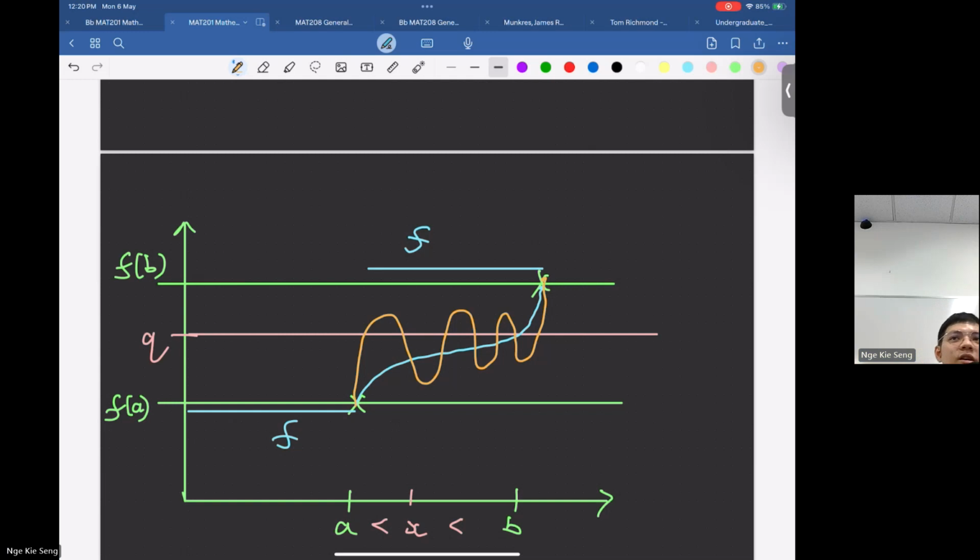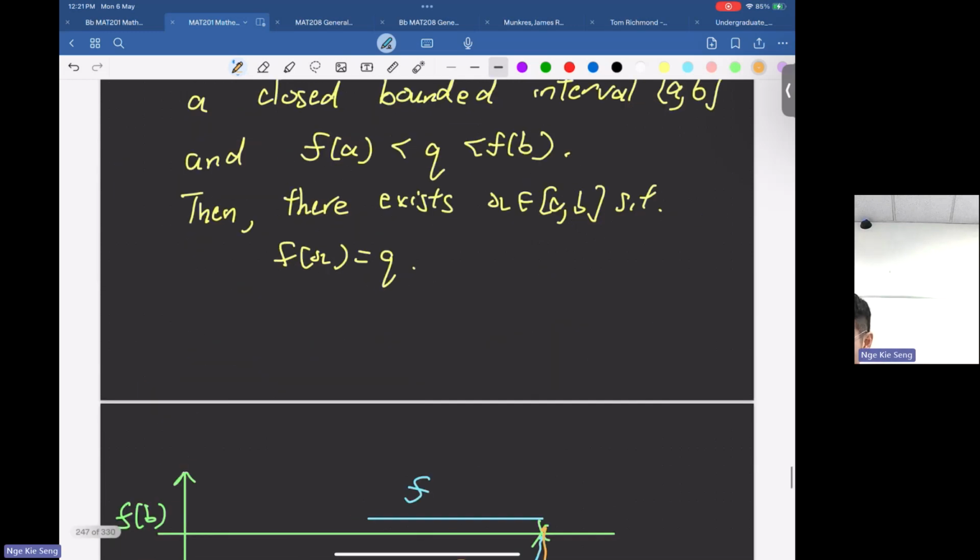Now we have a better idea of the intermediate value theorem. These conditions are very important. Continuity, so that you pass through. Closed bounded interval is also very important; later we'll see how important this is. And then you can achieve any point in between f(a) and f(b). Does it make sense? So far, any questions? No? All right, good.